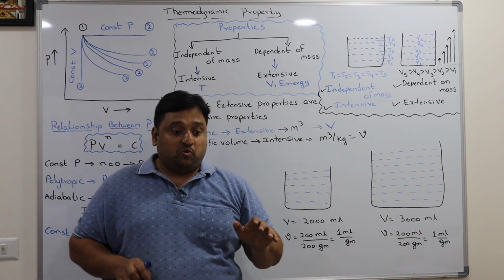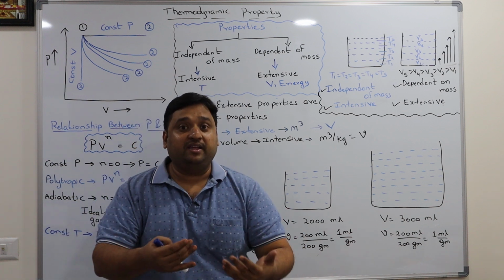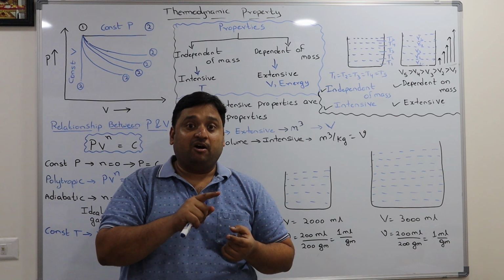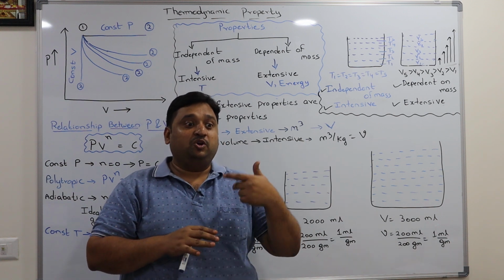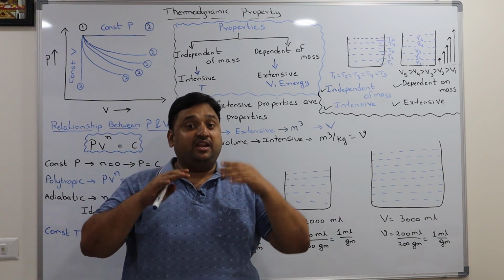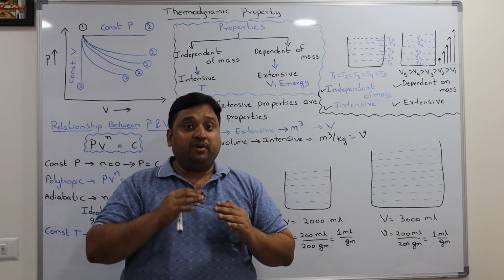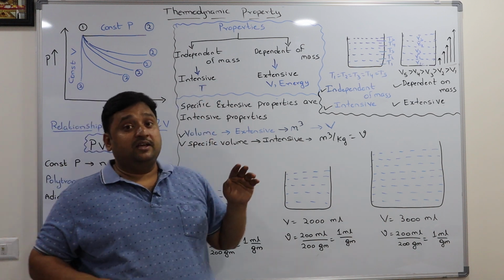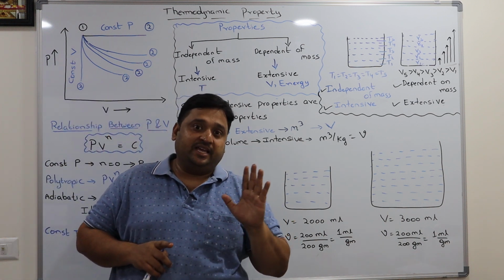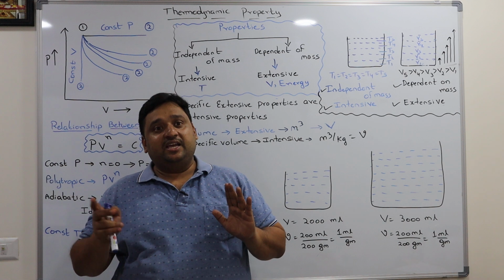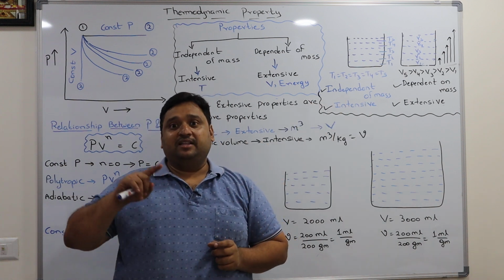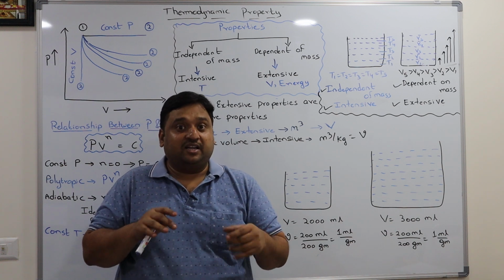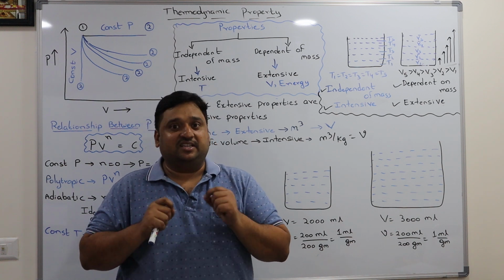Extensive properties are those where the value of the property will be changing depending upon the mass. If 1 kg of material has this much property, 2 kg of material has this much, 3 kg and more. So more is the mass, more is the value of the property. Here, for 1 kg the property is the same value, for 2 kg the property value will be the same, for 3 kg the property value will be the same. That means it doesn't matter how much amount of mass is present.